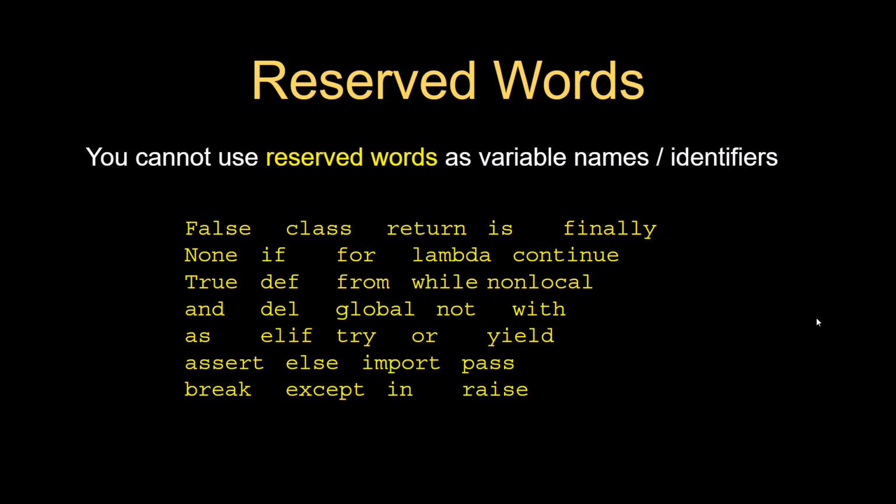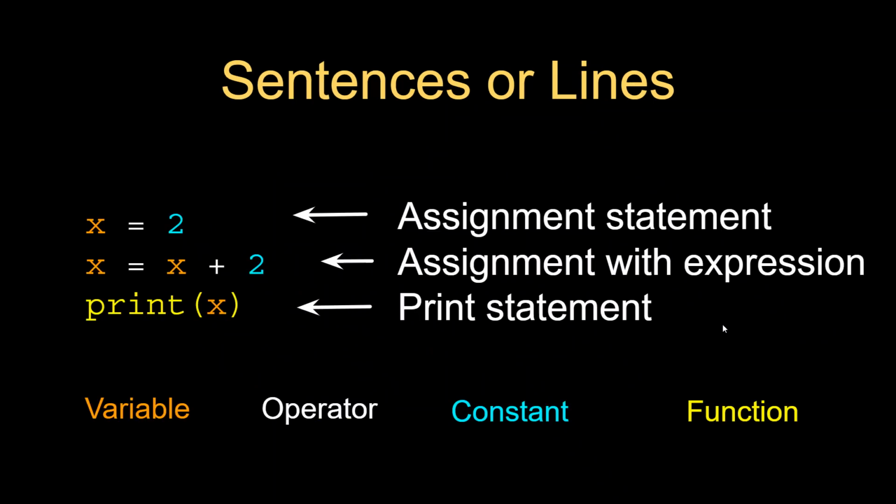And finally, we talk about the reserved words. The reserved words are not used as variable names or identifiers because they have been reserved for a purpose by Python. We talked about sentences or lines. x is equals to 2 is an assignment statement. x is equals to x plus 2 is also an assignment with an expression. Print x is a print statement, which is a function.